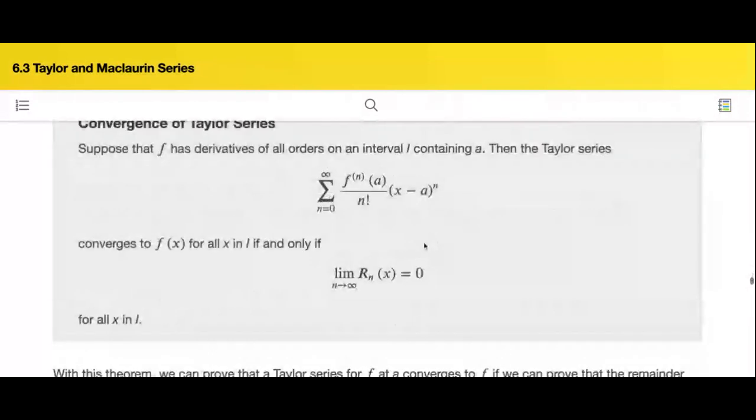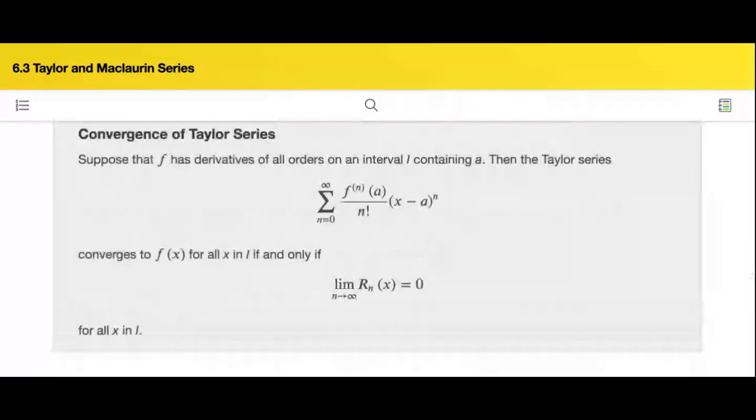Okay, convergence of Taylor series. So suppose f has derivatives of all orders on the interval containing a, the center. A is the center, right? Then the Taylor series converges to f for all x in the interval if and only if the limit of Rn of x goes to 0. Okay, that means up to a certain number of terms, up to n terms, the rest of the terms are very, very close to 0, or may become 0 already.